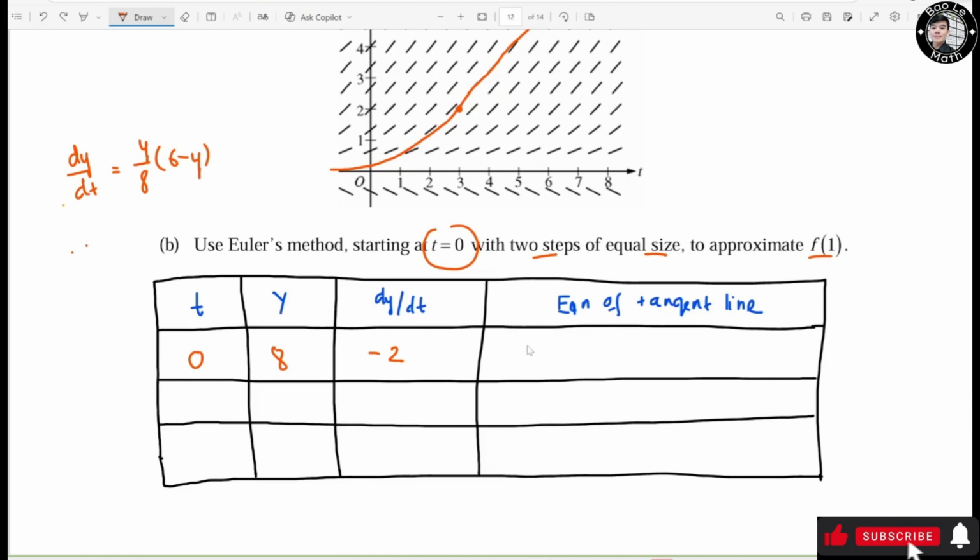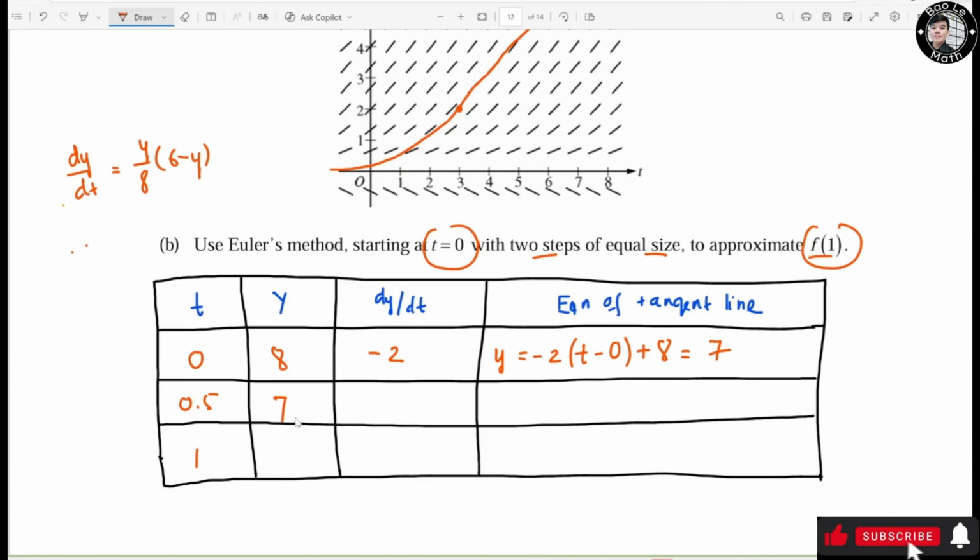The equation of the tangent line is y = -2 times (t - 0) + 8. Now we're going to stop at 1. We have two steps of equal size, so this one should be 0.5 and this one should be 1. Substituting 0.5 for t, we have -2 times 0.5, which is -1, plus 8, which is 7. Now put 7 over here.